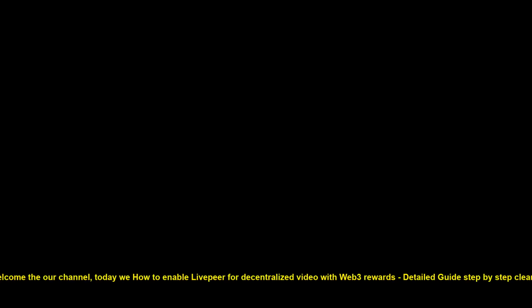Step by step clearly. To enable Livepeer for decentralized video, start by visiting the Livepeer website. Create an account if you don't already have one. Once logged in, navigate to the dashboard. Click on the Create Project button to set up your first project. Fill in the necessary details, such as the project name and description.